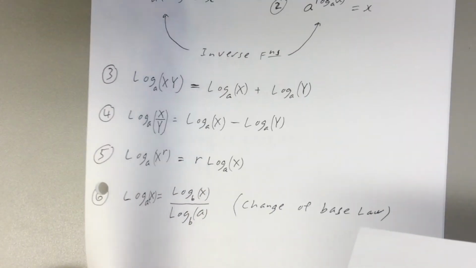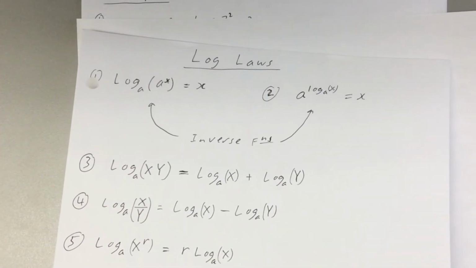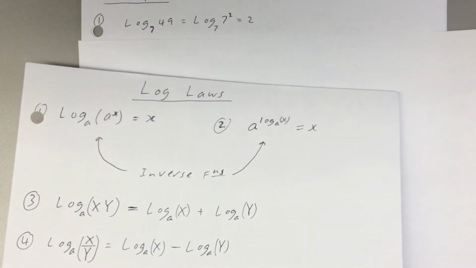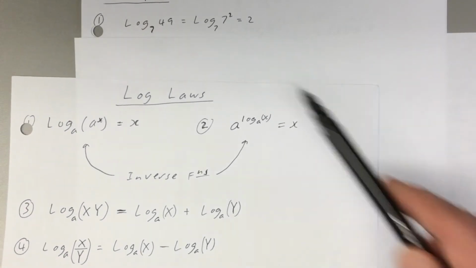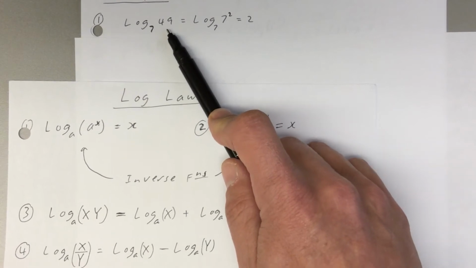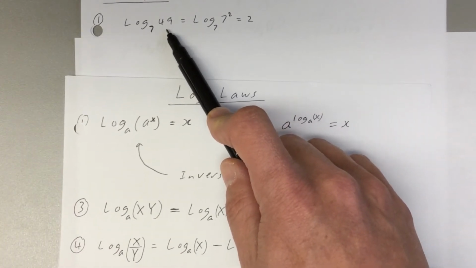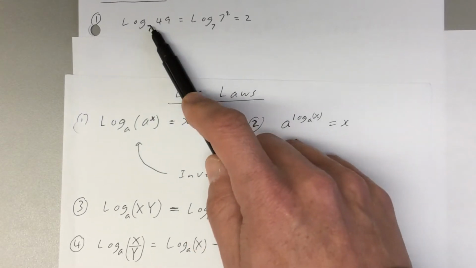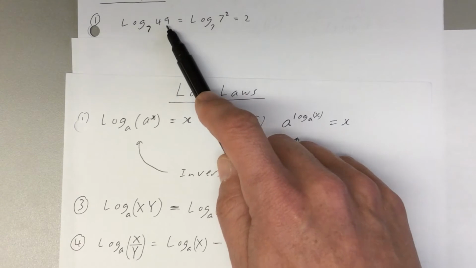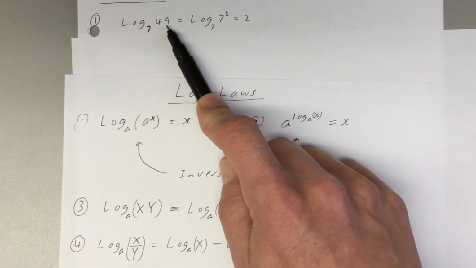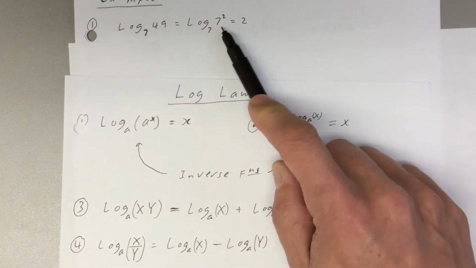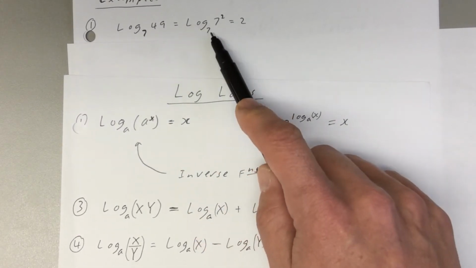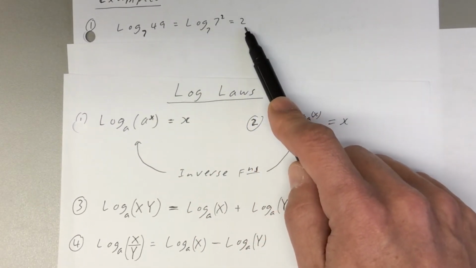Now we're going to give some examples of them. For the first one, log base a of a to the x equals x. Here's one: log base 7 of 49. We want to turn it into something that looks like this. We don't have the same thing here yet, 7 and 49, but we can write 49 as 7 to some exponent. So it's 7 to the 2. Now log base 7 of 7 to the 2 is 2.